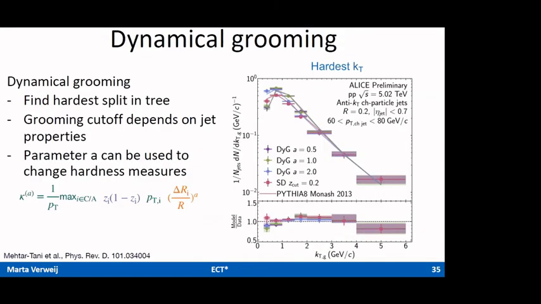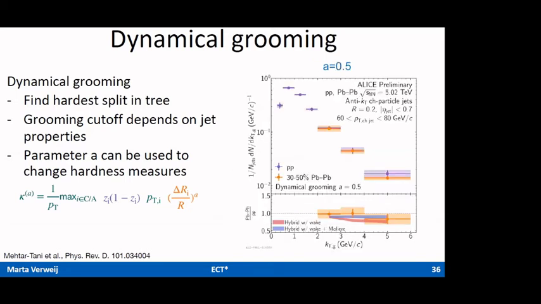Okay, then I want to say a few words about dynamical grooming, which works a bit differently from soft drop grooming. The idea is that you find the hardest split in the whole branching tree of your jet. And this cutoff depends on the jet properties, and you can adjust the type of hardness that you're looking for by this parameter a here. So that is what is done on the right-hand side, where you see this parameter a varying. And this is in PP collisions, but you see the comparison to Pythia, and the data and Pythia seem to agree, so this is apparently something we understand. And you see also the soft drop with the z-cut 0.2 as a comparison there.